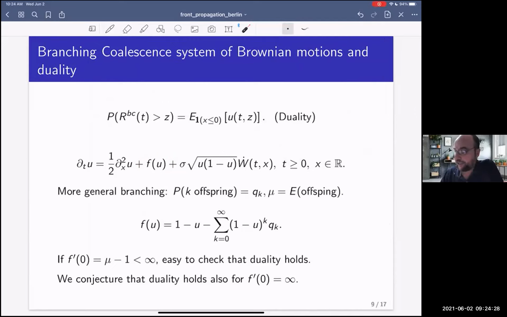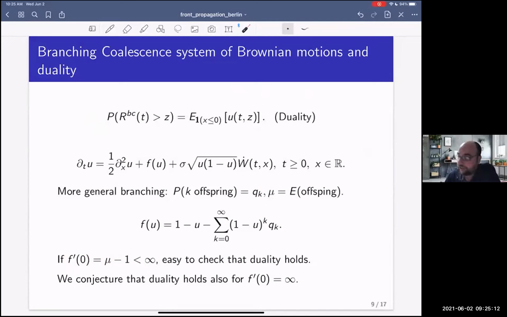And for this, let's take a more general branching mechanism. Before, the probability of having two offspring was 1, and there were no more options. We can take the probability of having k offspring to be q_k and define the function f(u) in this way: it's 1 minus u minus the probability generating function at point 1 minus u, the probability generating function of the branching mechanism. And if the first derivative, which equals the mean of the branching minus 1, is finite, then it's easy to check that the Shiga duality relation also holds for this system.